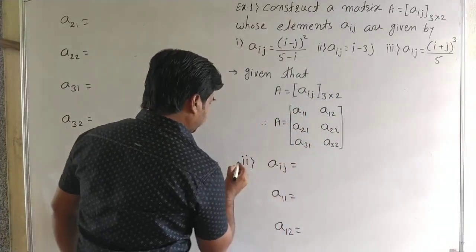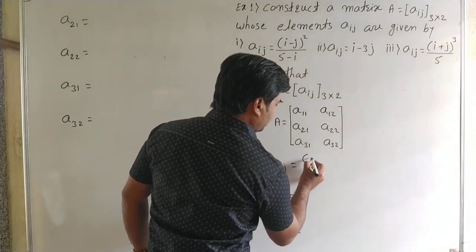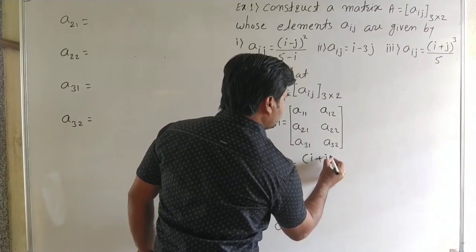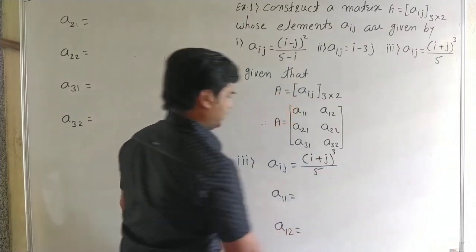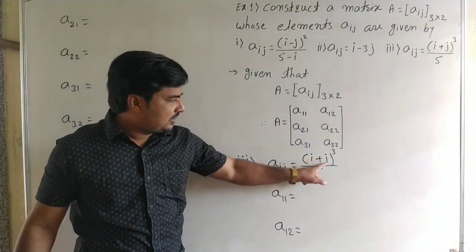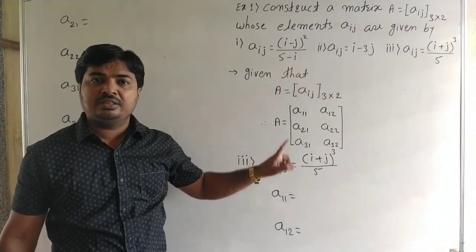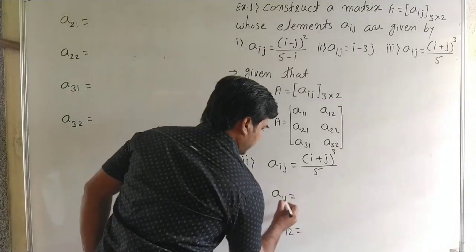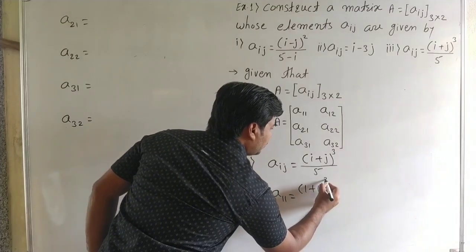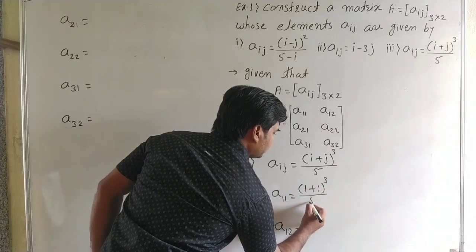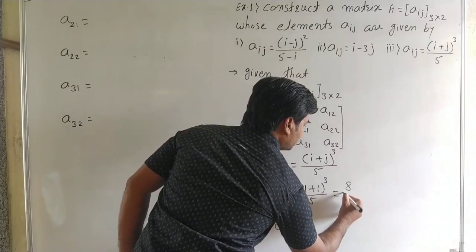Now in the third example, the condition is i plus j whole cube upon 5. Okay, i is a row number and j is a column number. Now a11 is 1 plus 1 whole cube upon 5, and 1 plus 1 is 2, and 2 cube is 8.